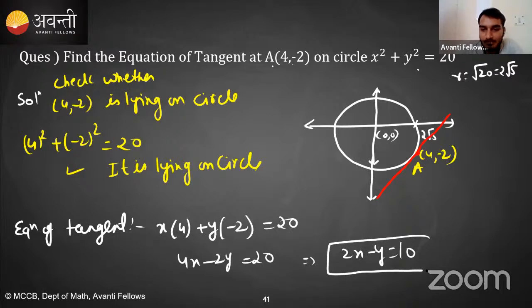Is this clear? Tell me quickly, students, is this clear or not? Just using the simple transformations we are able to find the equation of tangent. If somebody has to verify whether this line is a tangent or not, how can you do this? Just use p equal to r. Check whether p is equal to r or not. If p is equal to r, then it is a tangent, otherwise not.